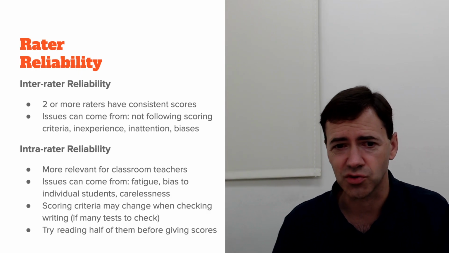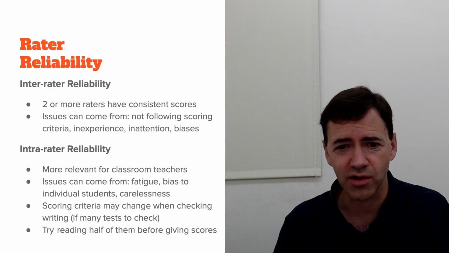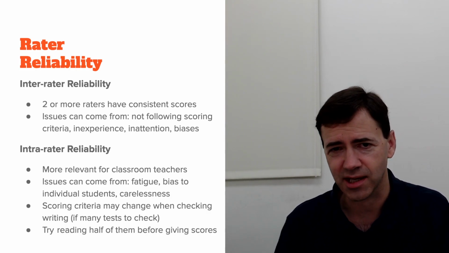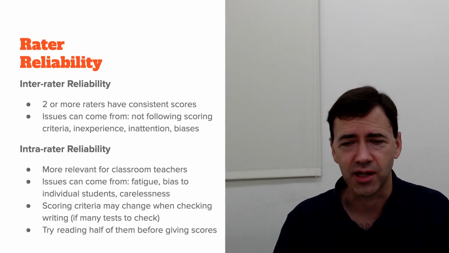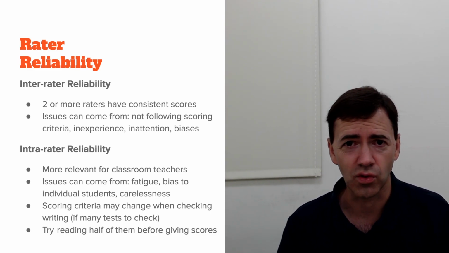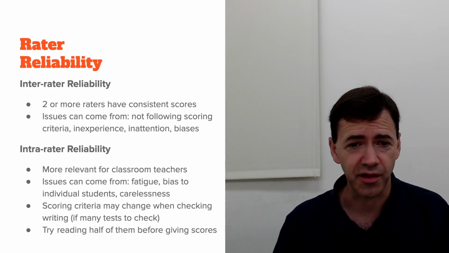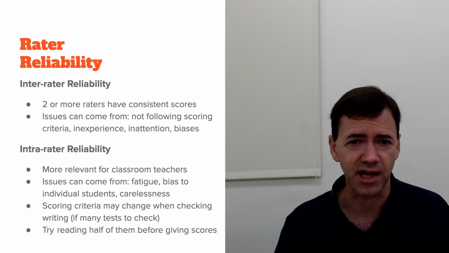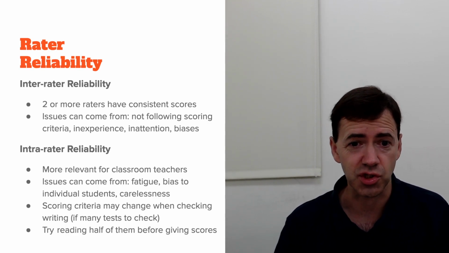Now, sometimes issues can come if one particular rater doesn't follow the criteria, or maybe you're inexperienced or not paying attention, or you have some kind of biases. If this is a problem, then usually what we'll do is the 2 or 3 raters will have a meeting and discuss how they're going to score them, what things they think are more important. And then also when there are big differences, maybe you will sit down and discuss that particular paper or that particular test and see if you can come to an agreement on changing the score.